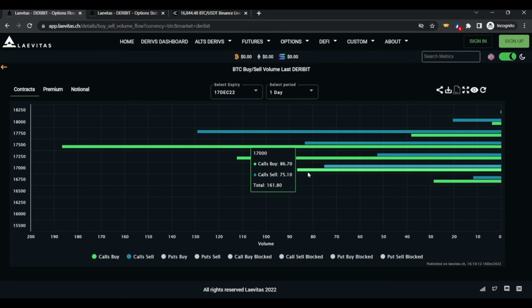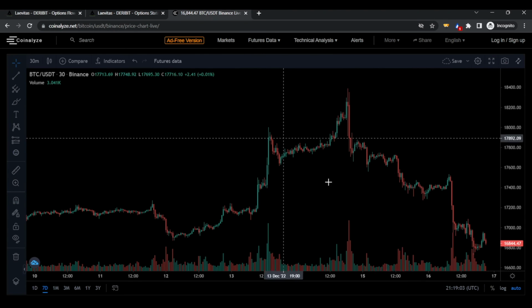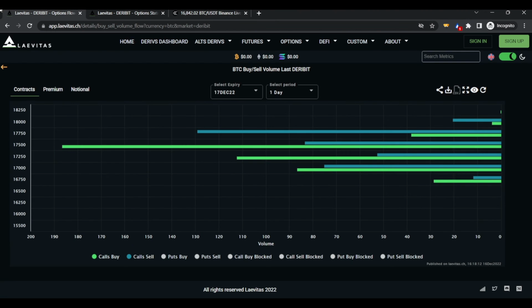When we get to 17,000, it's pretty 50-50. A little bit more buying calls, but it's more or less 50-50. And if we go to 16,500, 16,750, most people are buying calls. So as you can see here, retail traders basically do the absolute opposite of what they should be doing. In counter trading these retail, just regular orders, it typically works out pretty well.